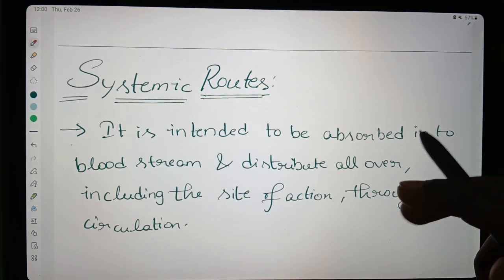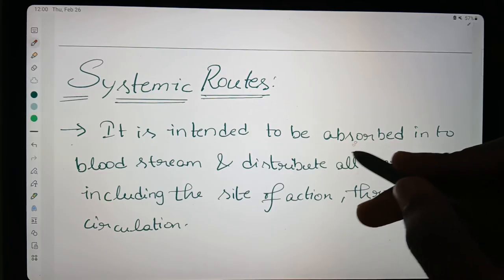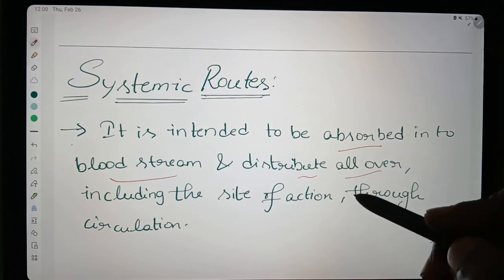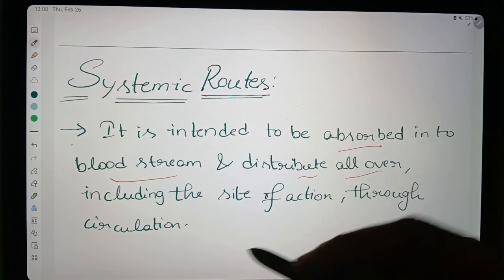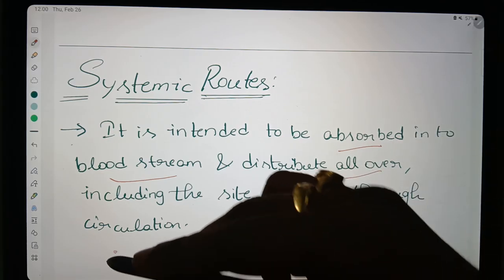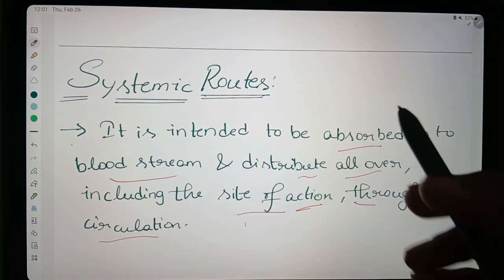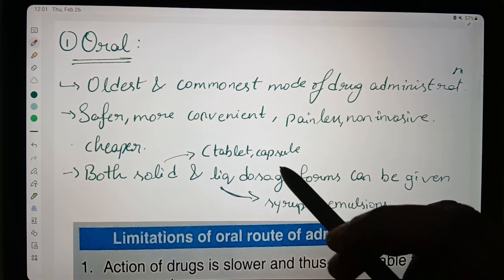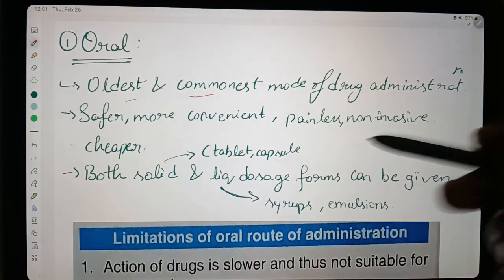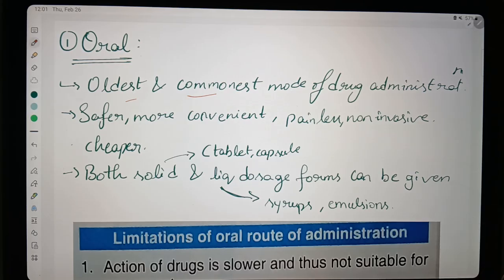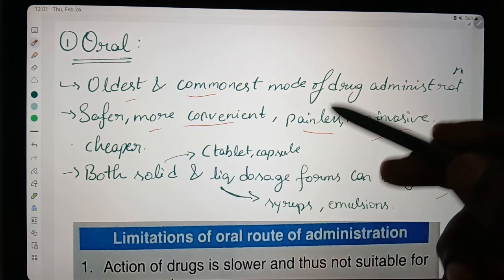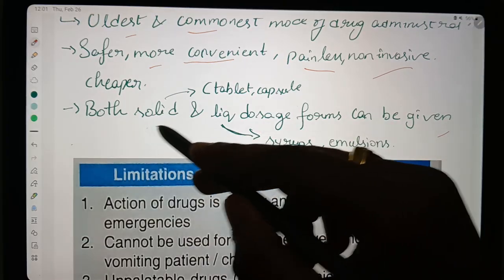Coming to the systemic routes: in the systemic route, the drug is absorbed into the bloodstream and distributed all over the body, reaching the site of action through circulation. First one, the oral route. It is the oldest and commonest, used every time, mostly by taking tablets. It is more convenient, safer, painless, non-invasive and cheaper, and both solid and liquid dosage forms are available.